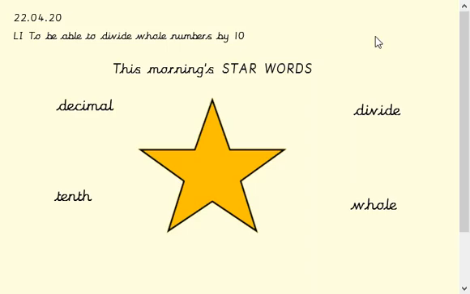Okay, we're going to move on now. Our learning intention this morning, we're looking to be able to divide whole numbers by 10. The star words for the morning will be decimal, tenth, divide, and whole. Okay.